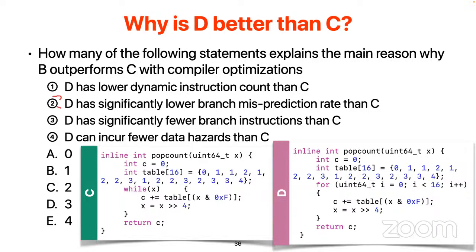How about 3? Fewer branch instructions than C. It has more because we have to always run it for 16 times. But again, for this one, it may terminate earlier. That's what you saw. How about 4? Data hazards?